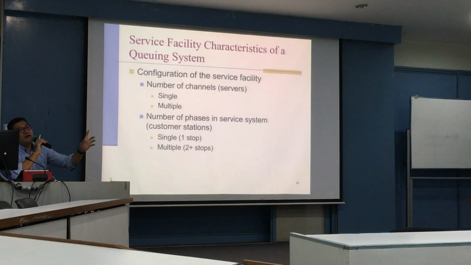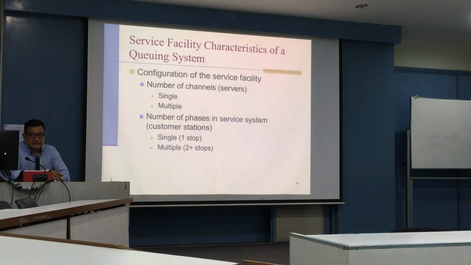Single channel means that you have only one service provider. Multiple channel means that you have more than one service provider. For example, for single channel you can think about the ATM machine, because as a service provider you have just the machine, right? So this is the single channel. But for multiple channel, you can think about when you go to the commercial bank, at the counter you have the bank teller, 3 or 4 people. So that is the multiple channel.